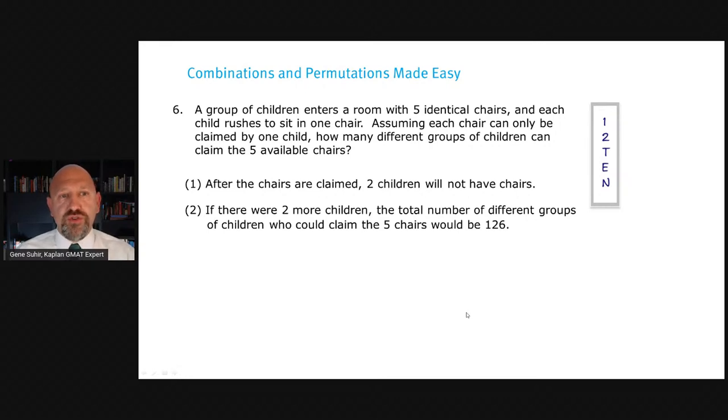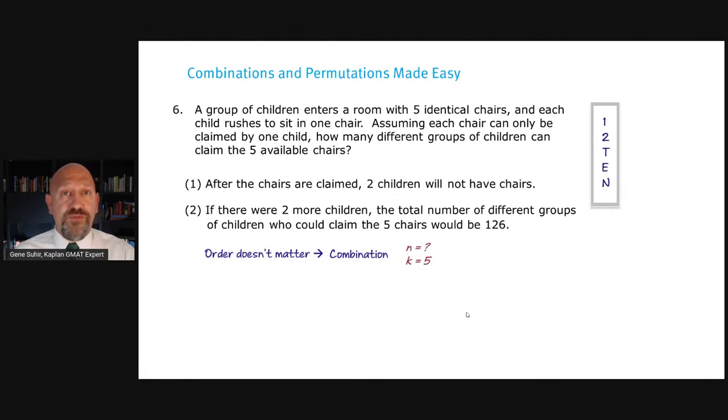A group of children enters a room with five identical chairs. Notice we don't know how many children there are originally. Each child rushes to sit in one chair. Assume all the chairs are going to be taken. Assuming each chair can only be claimed by one child, it can't have three kids sitting in one chair, how many different groups of children can claim the five available chairs? Now, the group A, B, C, D, E versus D, B, C, A, E, give names. It's the same group. Order doesn't matter. This would be a combination. Order doesn't matter. So our N, we don't know. That's what we need. That's our standard for sufficiency.